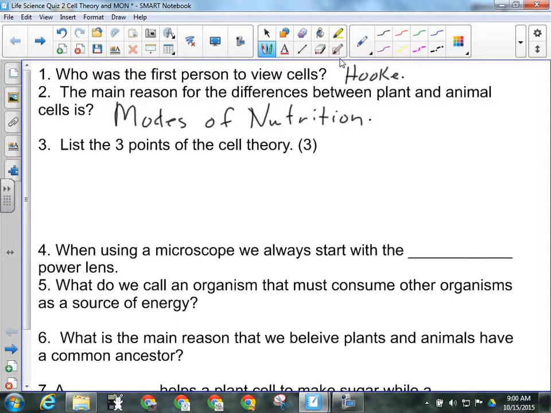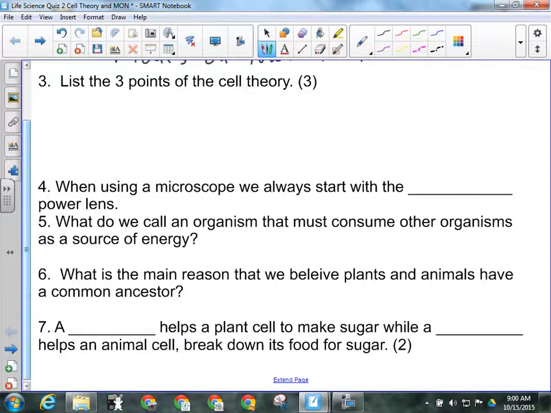Okay. Number 4, when using a microscope, we always start with which lens? Scanning power. Number 5, what do we call an organism that must consume other organisms as a source of energy, right? A chemoheterotroph.